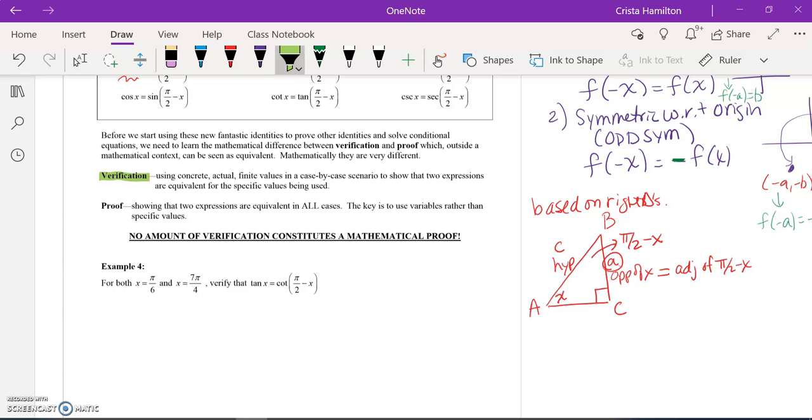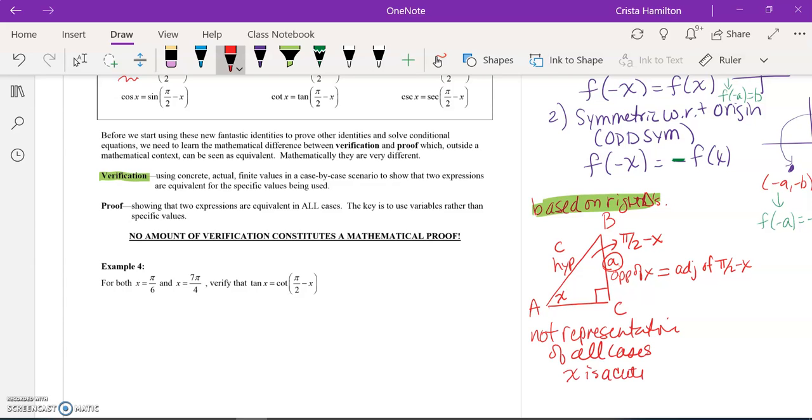Even over here, when I was doing this based on right triangles, that's actually not a formal proof because that's only one case. It's not representative of all cases because this is only looking at when x is acute, and obviously x, the angle, can be many more things other than acute. So proving that it works for one case does not prove that it works for all cases, and that's the big idea that we want when we do a proof, that it has to be all cases.